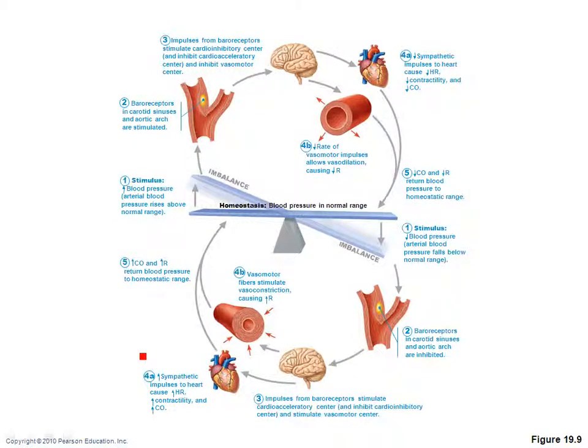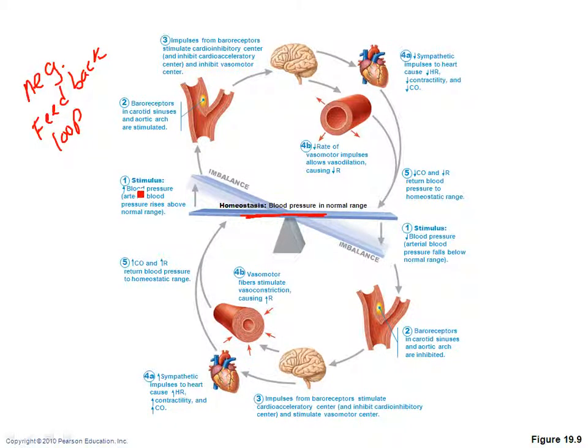Alright, so hopefully you remember from 201 homeostasis and the negative feedback loop. So this is an example of homeostasis and two negative feedback loops. One's to decrease your blood pressure and one's to bring your blood pressure back up. So here's homeostasis. Your blood pressure's in the normal range.